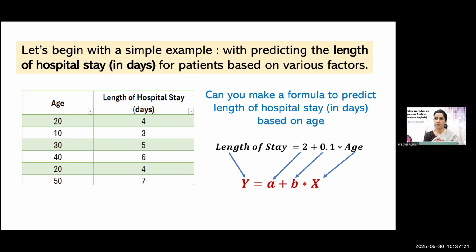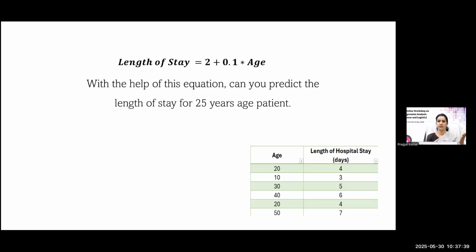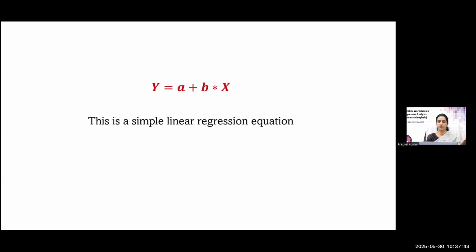In a linear equation, you try to give a formula which is a linear equation. All your data fits into this linear equation and which gives a predicted value of your dependent variable using the independent variable. So in this, we can predict the length of stay for a 25-year-old patient, and this is a simple linear regression equation.